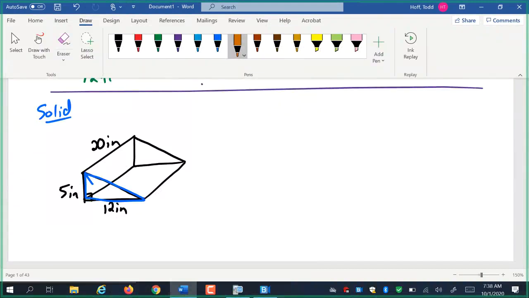So the base, like I said, is that blue portion. So the area of the base is that triangle. It's 12 inches by 5 inches, and of course divided by 2 because it is a triangle, for 30 square inches.